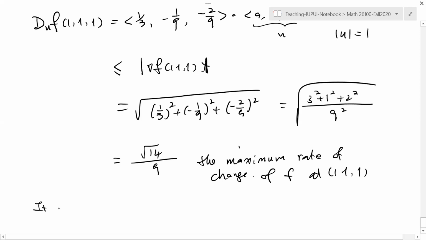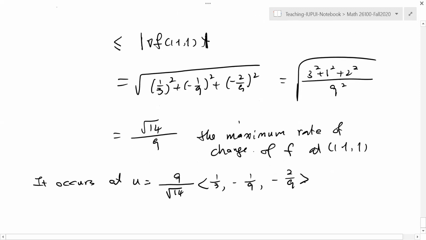Let's write it down. It occurs in the unit direction, so I have to divide by the norm. We already calculated the norm, so it's going to be 9 over square root of 14 times the gradient. So that's the direction. This is a unit vector. Usually when we're talking about direction, we assume it's a unit vector. Now it's clear.